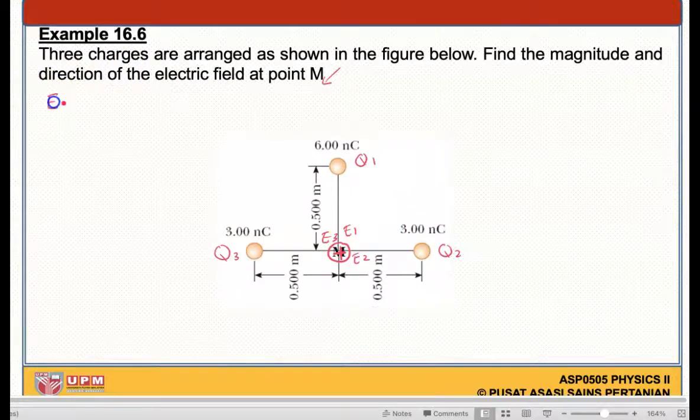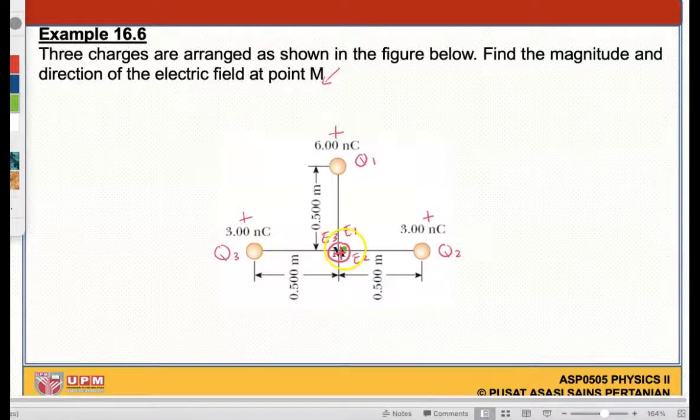So E1, let's find the direction. I forgot to mention the direction to you. This is a positive charge, and this is also a positive charge. Determining the direction of electric field is the same way you determine the direction of force.